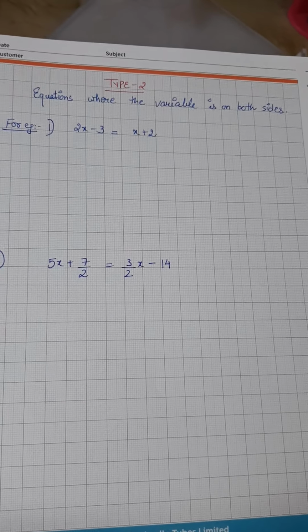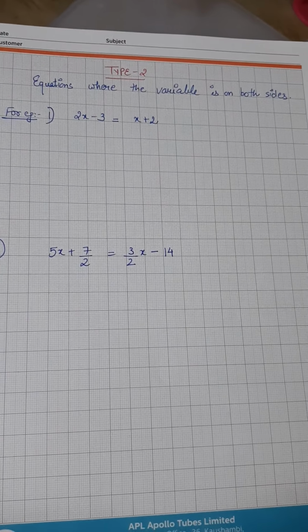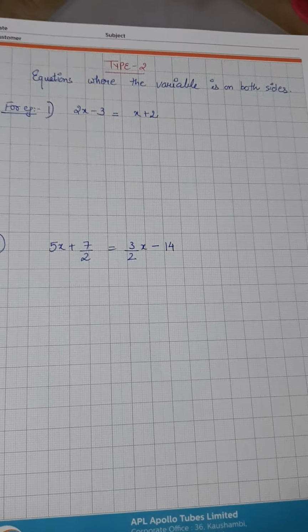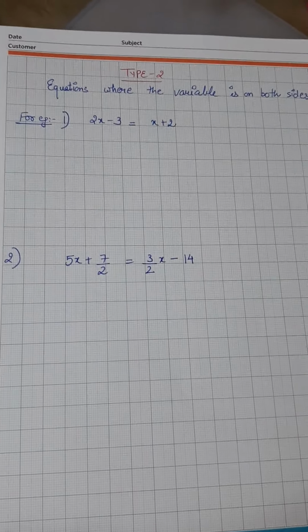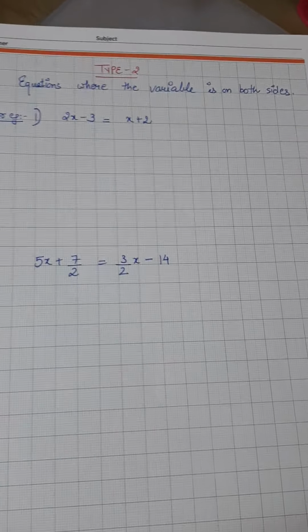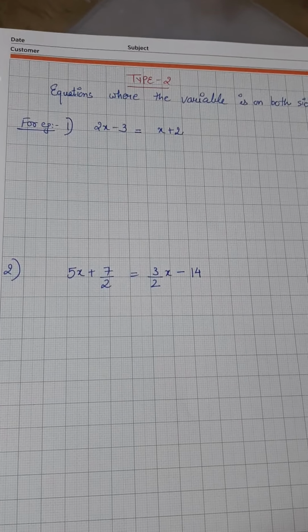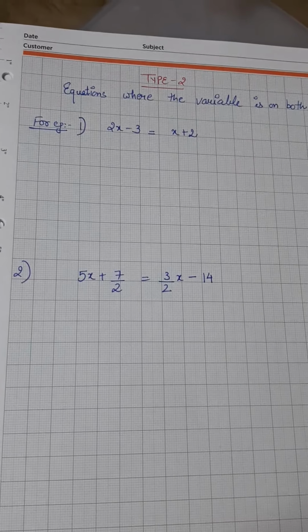Now today we are going to start with type 2 of the equations, that is equations where the variable is on both the sides, that is both LHS and RHS. As you can clearly see, I've written two examples out here. I'll explain both the examples very clearly so that you get an idea how to solve such equations.